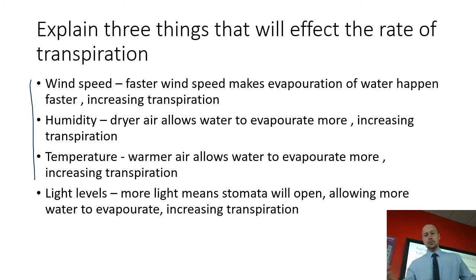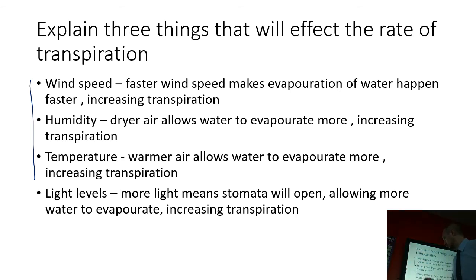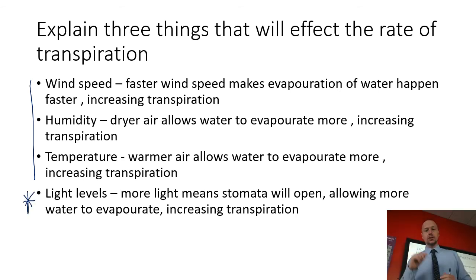A windier day would make the wash dry faster. Higher temperature, a sunnier, hotter day, would make the wash dry faster. If it was really humid or the air was really dry, if the air is drier, it's going to make the wash dry faster, and that would make the plant lose water more, so it would increase the rate of transpiration. Right, the last one's a bit weird. Light levels: the stomata open because of light, so the stomata are going to be open more when there's more light, which will increase the rate of transpiration.